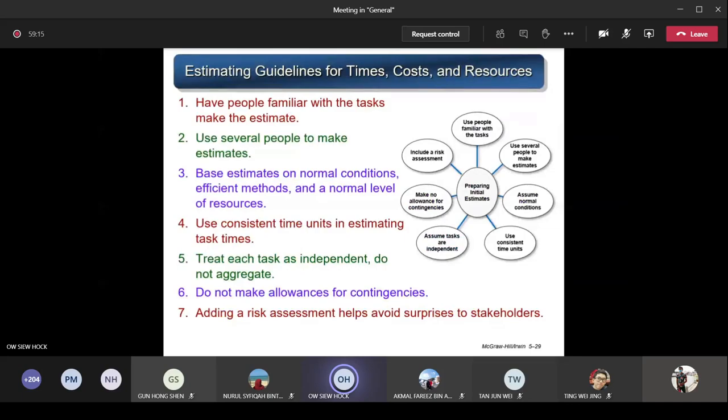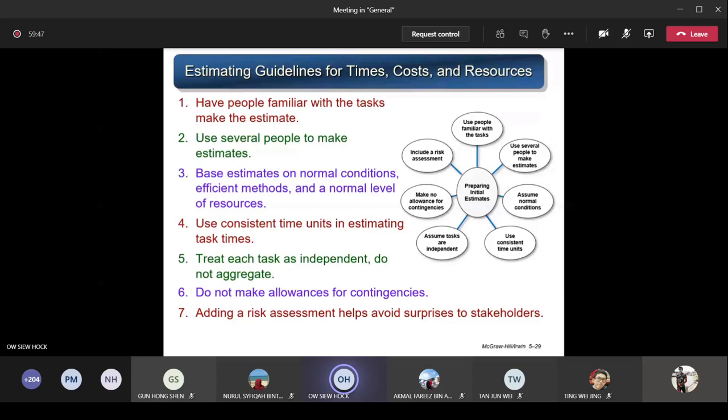Next is the estimating guidelines for time, cost, and resources. See, when you do this estimation, what should you focus on? What should you take note of? Have people familiar with the task make the estimate. Just now we mentioned, if the estimator is someone inexperienced, the person will make an estimate which is not so accurate. So you better get someone who is familiar with the task to do the estimation for you. Then the value that the person estimated will be more accurate. Later, you won't get into trouble, like, oh, not enough money allocated and so on. So you use several people to make estimates.